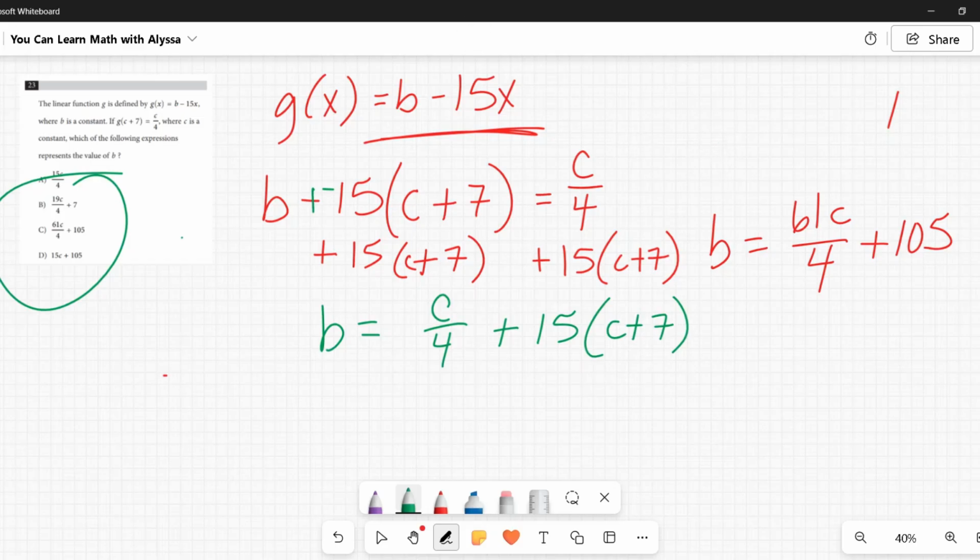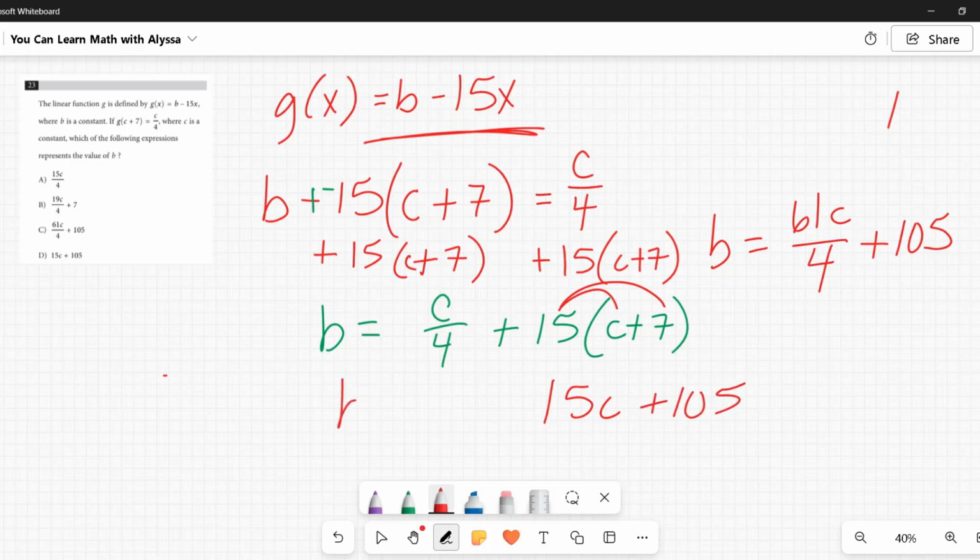So, same as before, we'd have to distribute. 15 times C is 15C, and 15 times 7 is 105. So I have B is equal to C over 4 plus 15C plus 105. So it's at that point you have to be very careful, because we have some other answers over here that I think are a little distracting, because you might go, hey, 15C plus 105, that's awfully close. That must be the answer. No, that's not the answer.